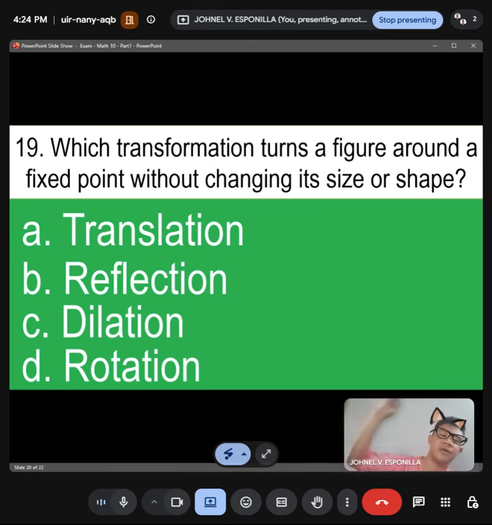Number 19. Which transformation turns a figure around a fixed point without changing its size or shape? 5 seconds go. Okay, so the correct answer is, ang keyword po natin dito ay turns. For translation, slide. For reflection, that is flip. Dilation is zoom. So the correct answer is letter D, rotation, turns.